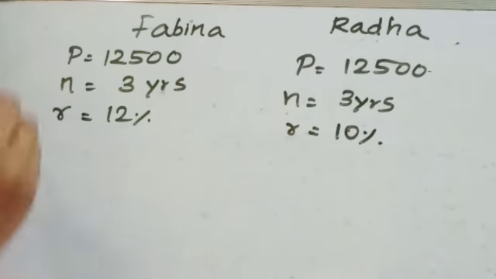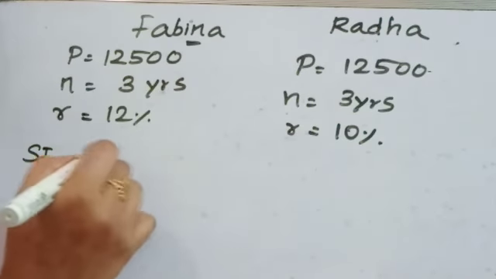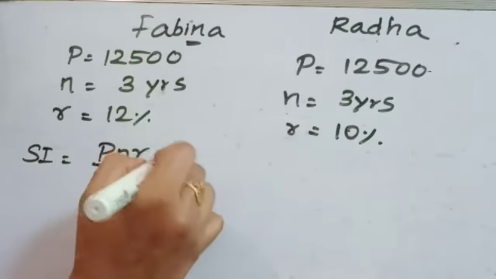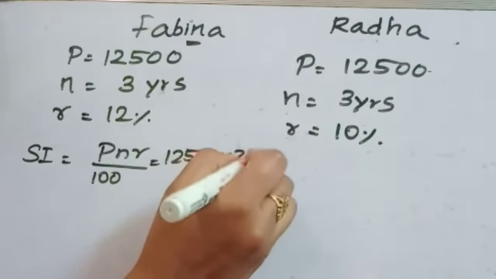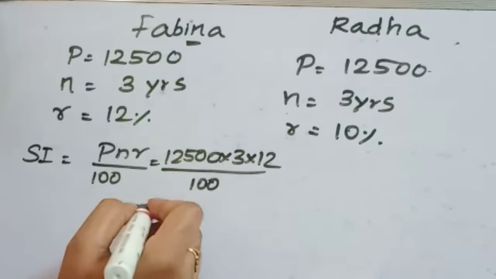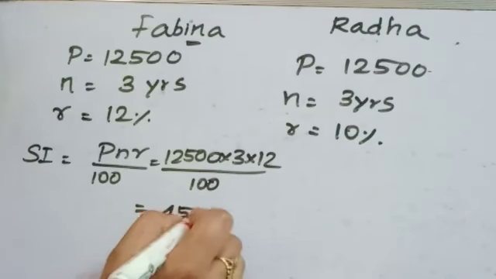So for Fabina we have to calculate simple interest. Simple interest is PNR by 100. So it is 12,500 into 3 into 12 by 100. After cancellation and multiplication, you will be getting the answer as 4,500 rupees.